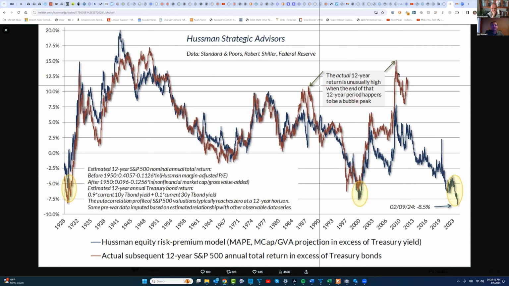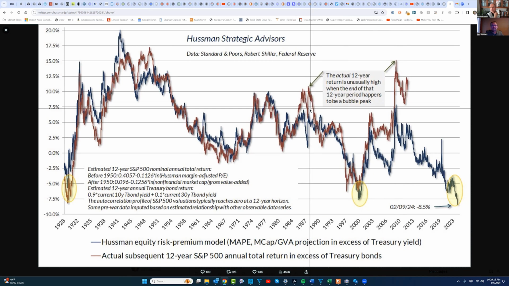Now, there are times, such as the current time right here, where the red line is well above the blue line. And his explanation is that the actual 12-year return, which he says right here, is unusually high when the end of that 12-year period happens to be a bubble peak. So obviously he's attempting to identify this red period here, which is well above the predicted blue return line, as a bubble peak. That also happened back in 2000.